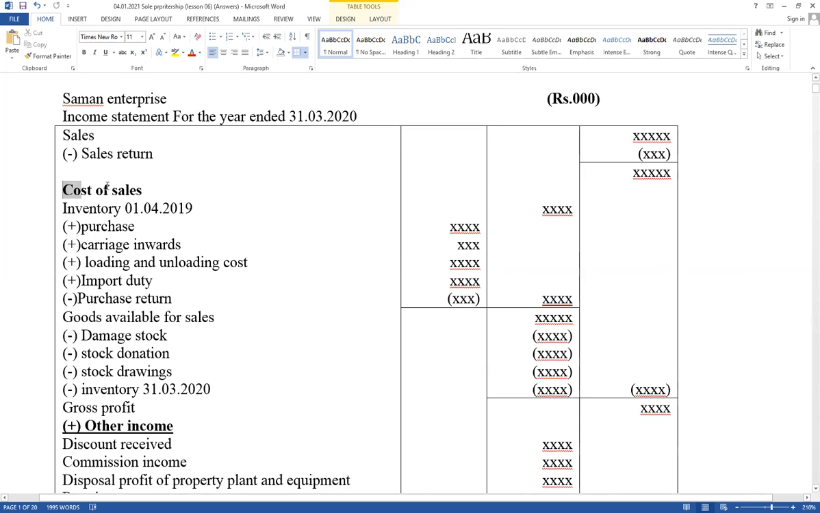And cost of sales, this is the way you have to calculate cost of sales. Composition is very important. Think about sales minus cost of sales equals gross profit. And the composition of cost of sales should be disclosed. Opening inventory should be included in the second column. And purchases, this is also part of it. Think about purchases, carriage inwards, loading unloading cost, import duty, and purchase return. Those are the parts of purchases.